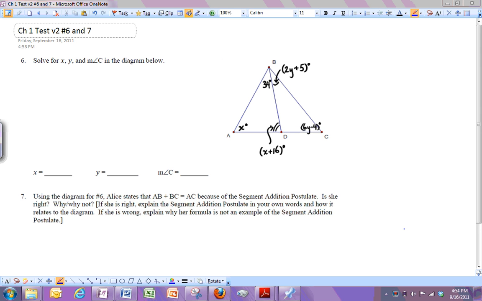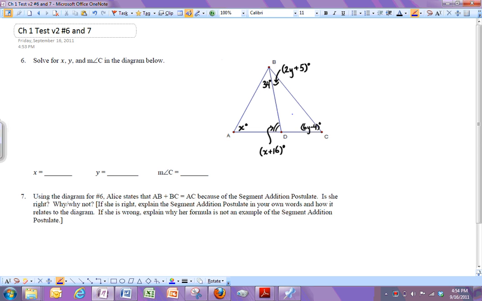Okay, so the last two problems from Chapter 1, Test Version 2. All right, so in number 6, we're given this triangle shape here, and the angles are either already labeled for you or they've got X terms. The only one that doesn't have anything is this one right here, but we'll come back to that. Okay, so first part, we need to solve for X.